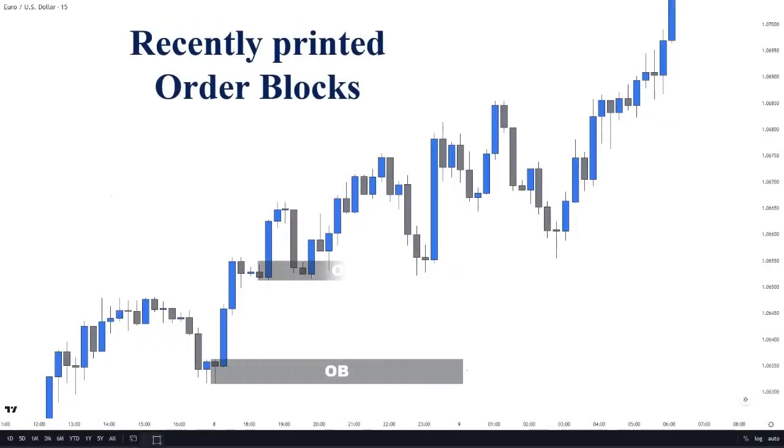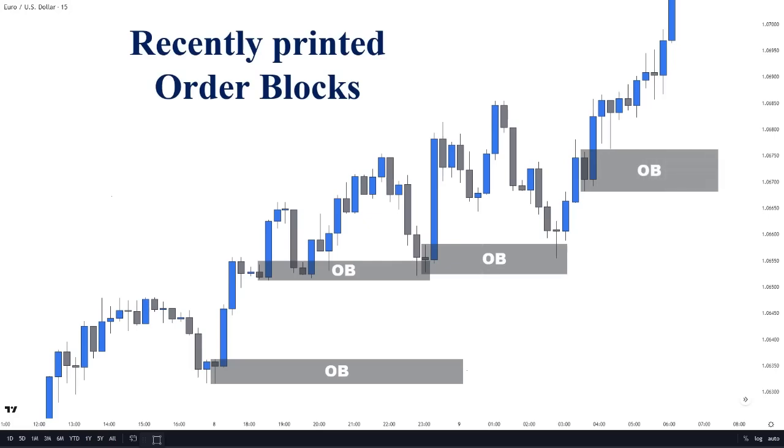Here on the Euro-Dollar, when we have a clear trending market, see how often the market prints fresh order blocks, rejects them, and continues pushing up.